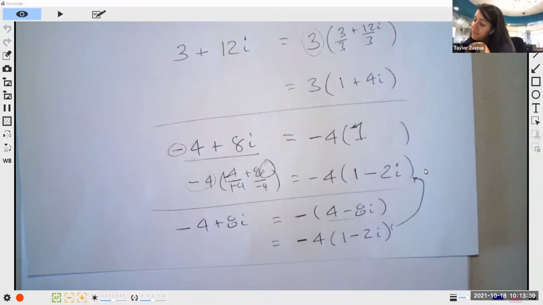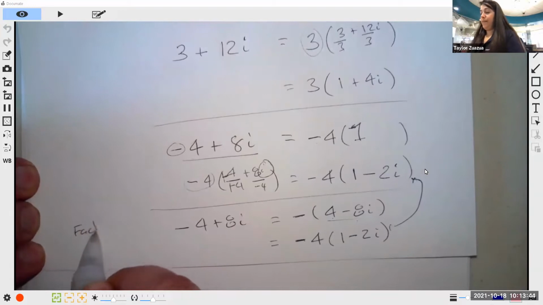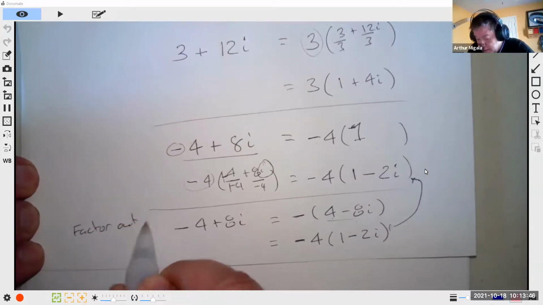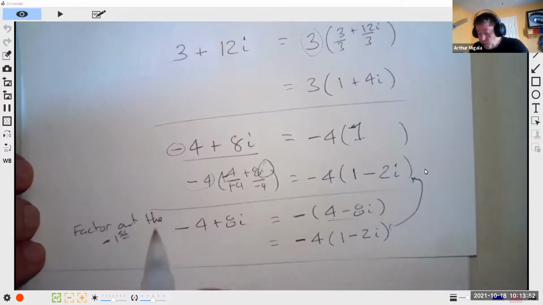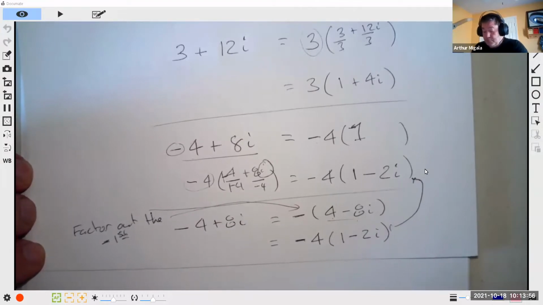I see what you're saying. So I factor out the negative first. I get that. Then I factor out the number, the common number.